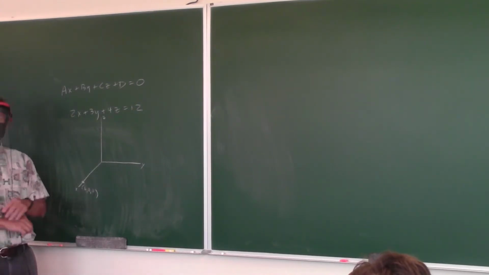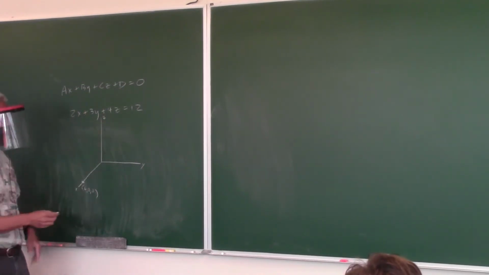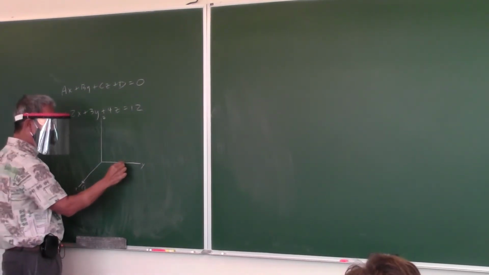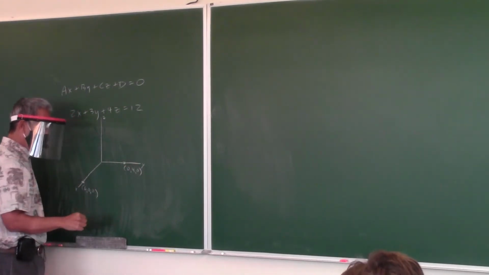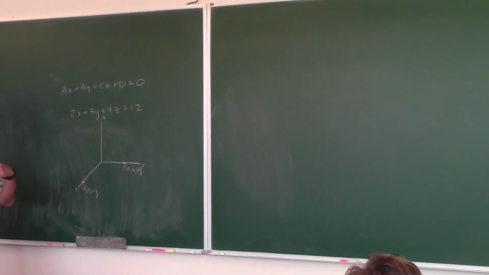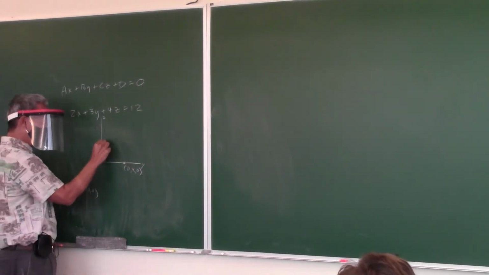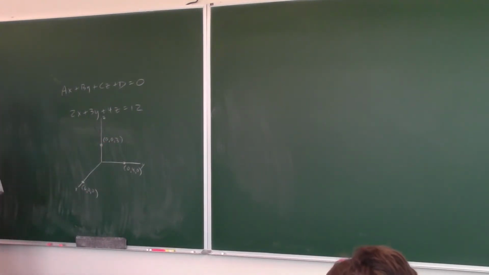And likewise, what about the y-intercept? You plug in 0 for x and z, and you get 4. So the y-intercept will be 0, 4, 0. And then what would the z-intercept be? Plug in 0 for x and y. 3. Or you can give coordinates 0, 0, 3. Now, this is a plane now.